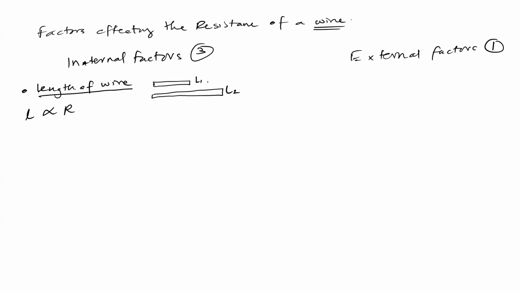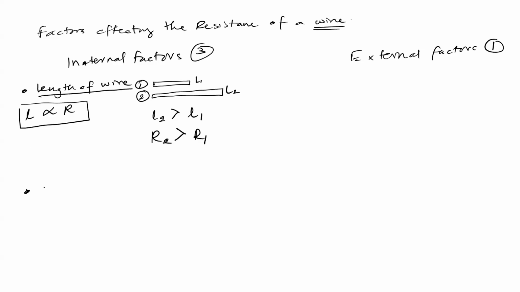So if you consider this L1 and L2, the length L2 is greater than length L1. Therefore, for the resistors R1 and R2, the second wire has the same material, same thickness, only a change in the length. R2 resistance is greater than R1. That is because length and resistance are directly proportional. Hope you all are clear about it.